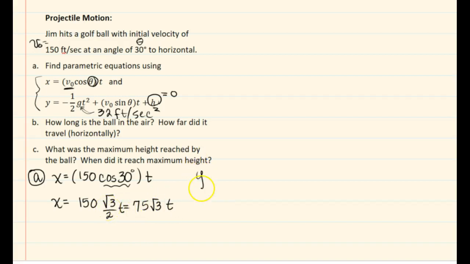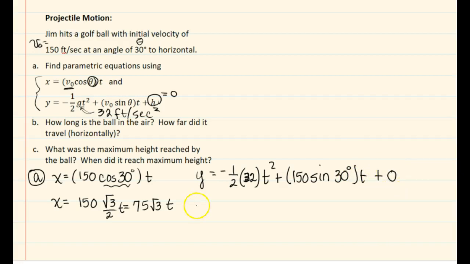So let's do something similar for the y. For y, we know it's going to be negative 1/2 times 32 feet per second squared times t squared, plus our initial velocity, which is 150 feet per second, times sine of 30 degrees times t, and then our initial height of 0. So we can find y is going to be negative 16t squared. We know sine of 30 degrees is 1/2, so plus 75t, and then plus 0. So we have our parametric equations right here.